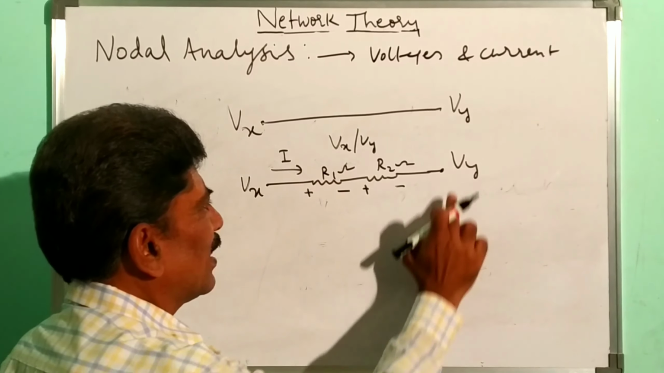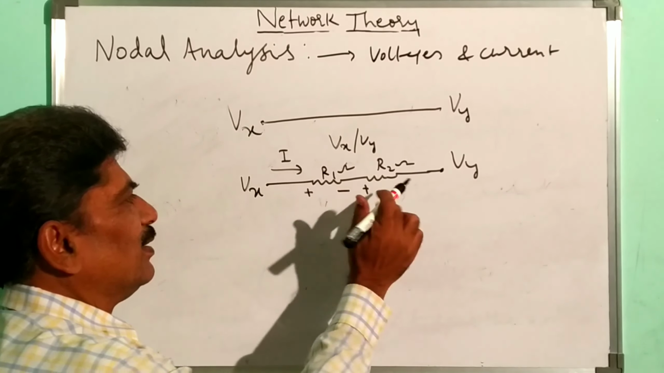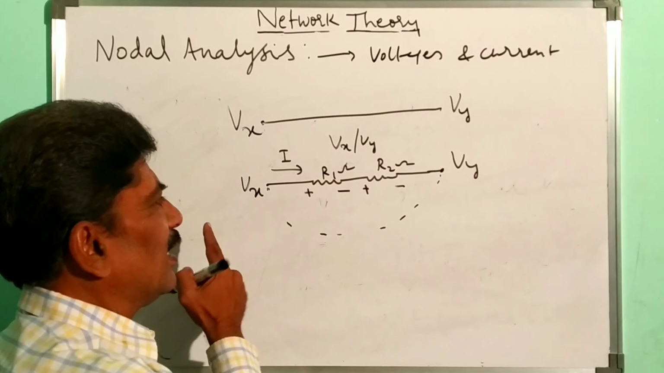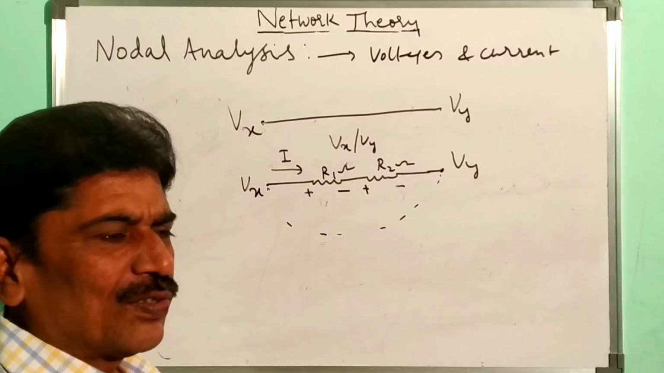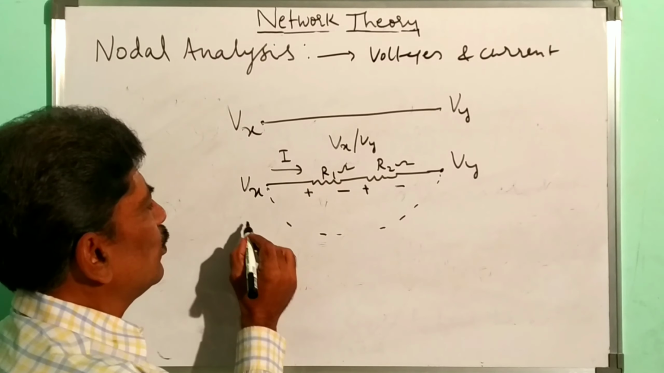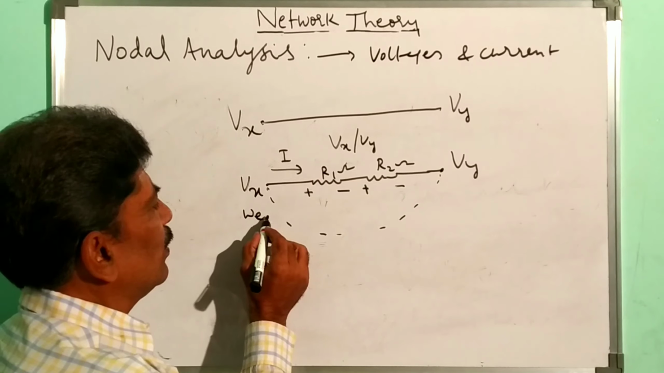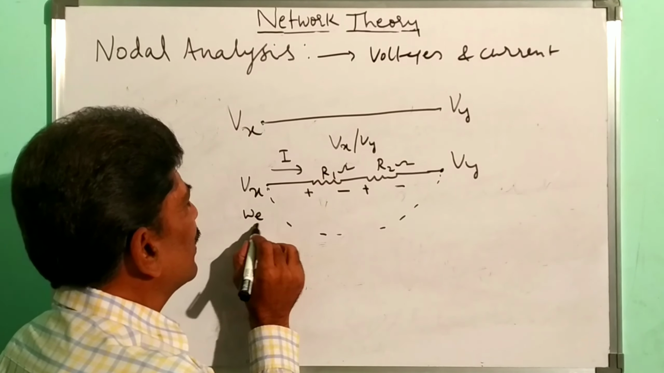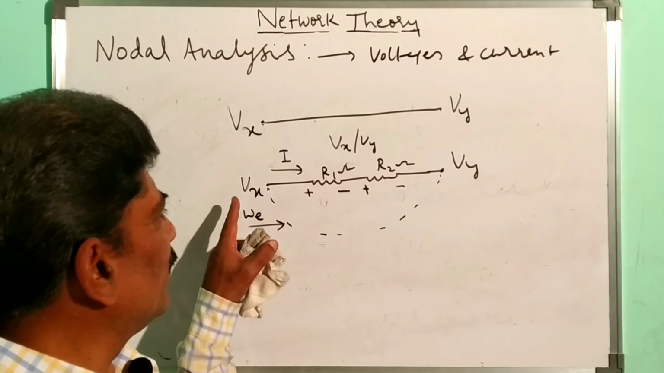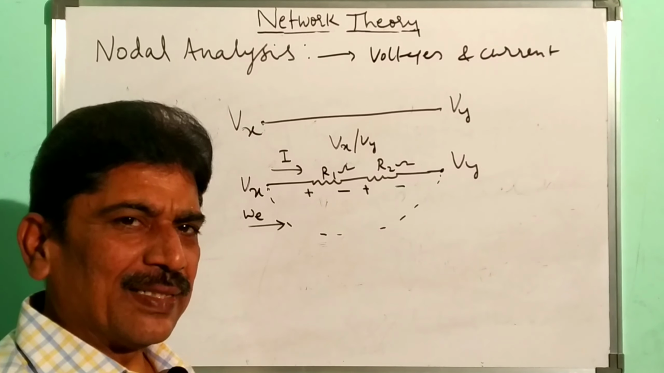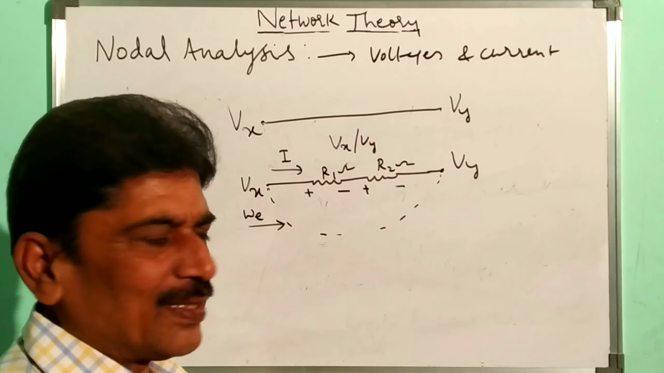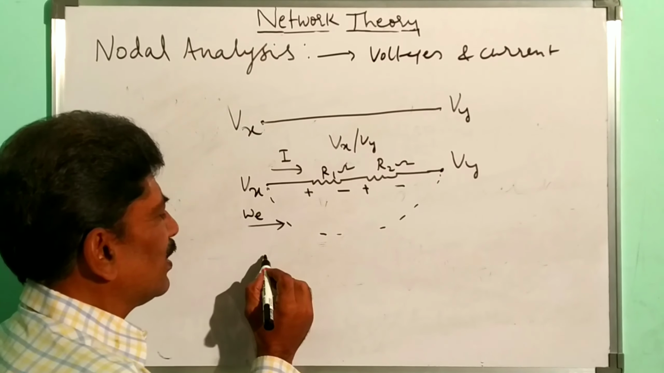If you connect this, current will flow through this branch. So connect like this. The current will flow from Vx to Vy. We move from Vx to Vy. Okay? We should assume that if you move from Vx, it is at higher potential. If we move from Vy, Vy is treated as higher potential. Okay? Vx is higher potential.